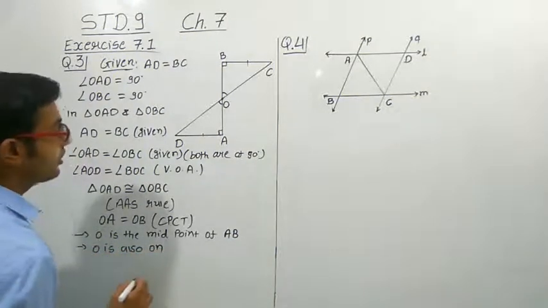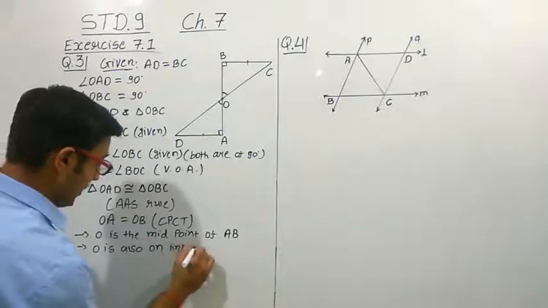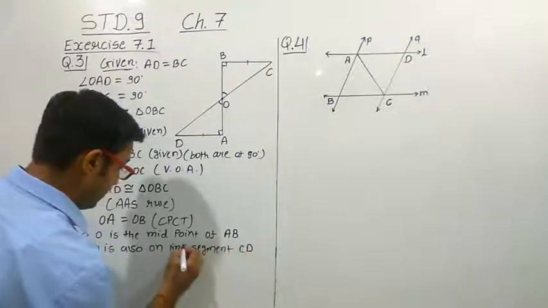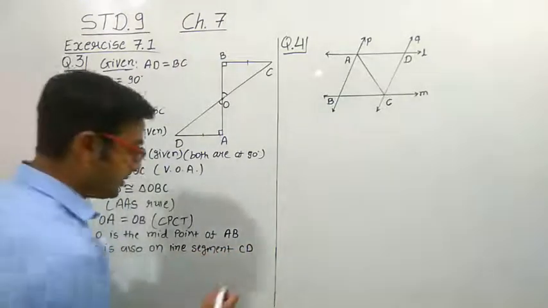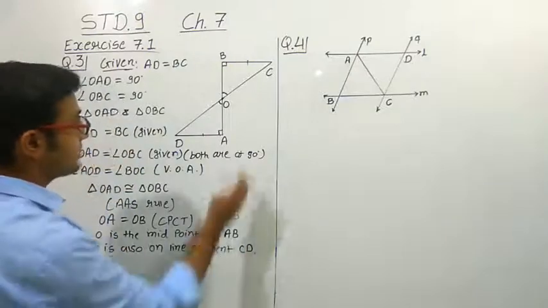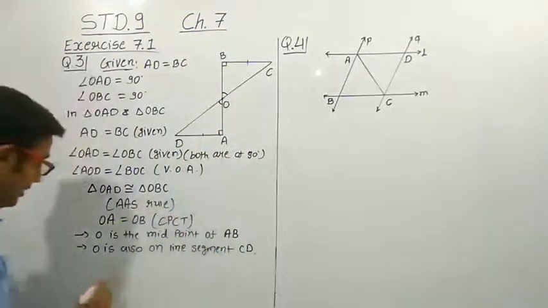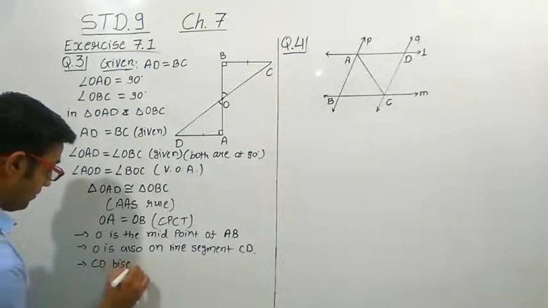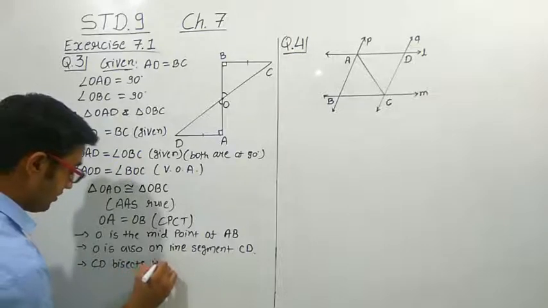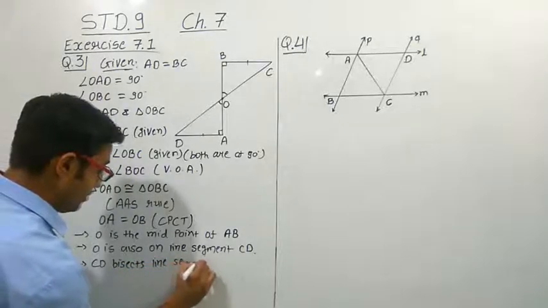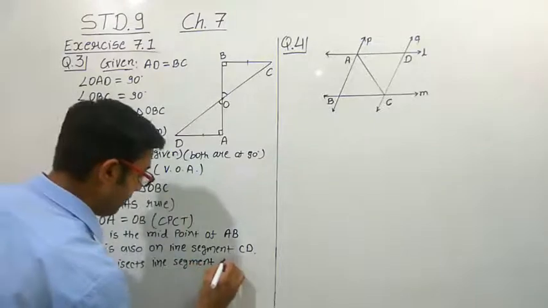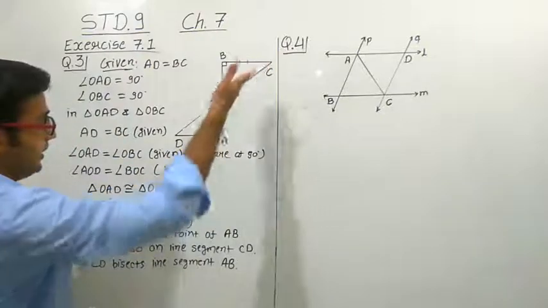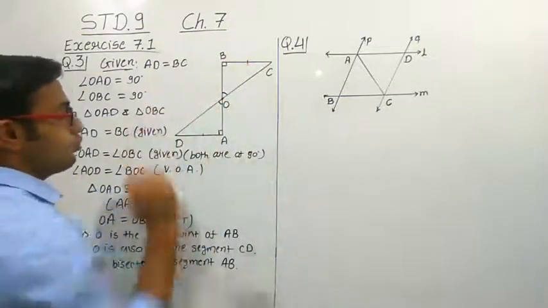Also, O is also on the line segment CD. What does this mean? This means that CD bisects the line segment AB. This is the simple meaning that CD bisects line segment AB. Bisects means making two equal parts. So here CD bisects AB into two equal parts.